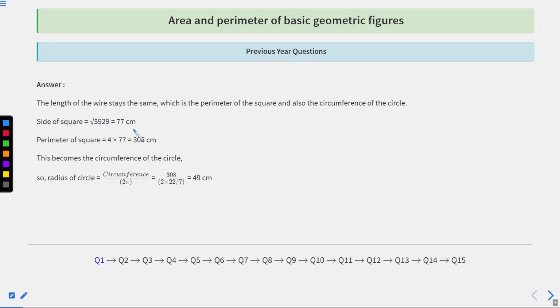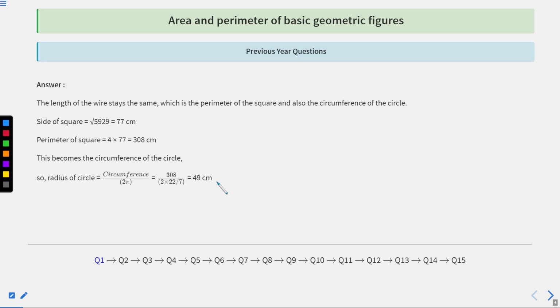So the side of the square will be given by under root 5,929, that is 77 centimeter. And the perimeter of a square is given by 4 times side. So it will be 4 times 77 equal to 308 centimeter. This becomes the circumference of the circle, correct? So the radius will be circumference upon 2 pi, that will be 308 upon 2 into 22 by 7, equal to 49 centimeter.